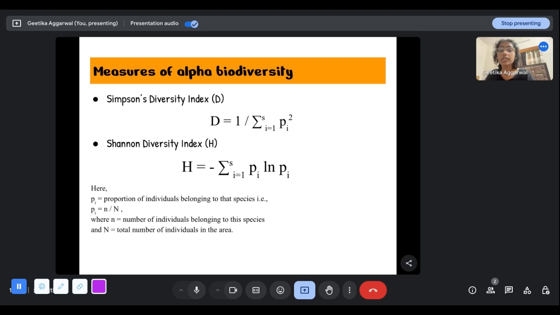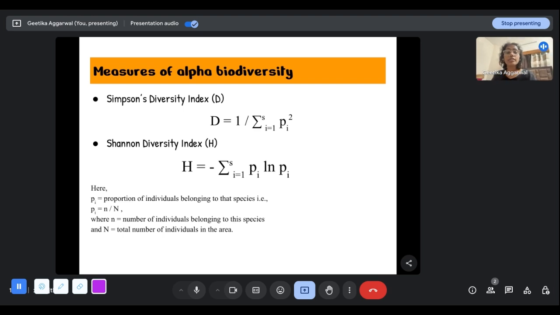The alpha biodiversity. I'm sorry, those two slides. We were interrupted by the importance of the biodiversity. Now let's get back to how to measure alpha biodiversity.